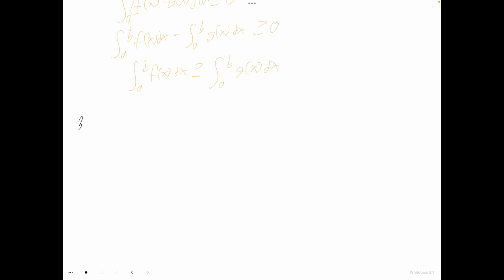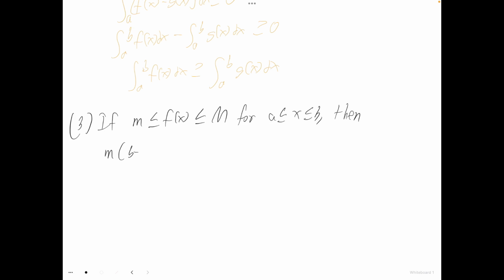And the third of these comparison properties is: if little m is less than or equal to f of x is less than or equal to capital M, for a less than or equal to x less than or equal to b, then little m times (b minus a) is less than or equal to the integral from a to b of f of x dx is less than or equal to capital M times (b minus a).